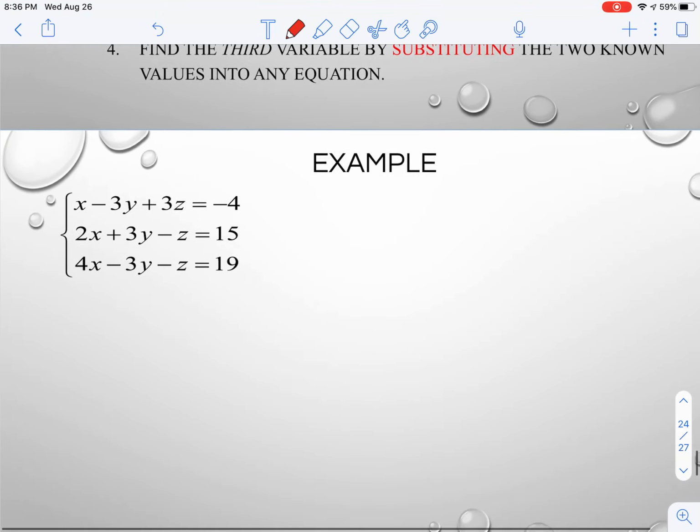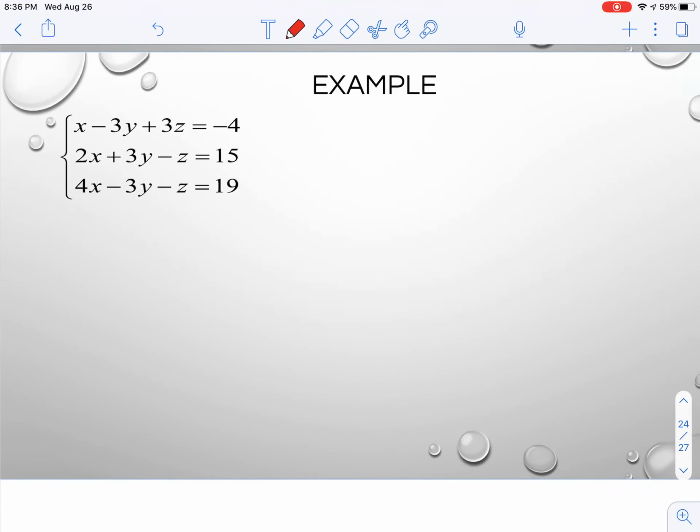Okay, so again, here I've got a system. This system happens to be x minus 3y plus 3z equals negative 4, 2x plus 3y minus z equals 15, and 4x minus 3y minus z equals 19. So I'm going to go ahead and get myself a little bit of room down here again.